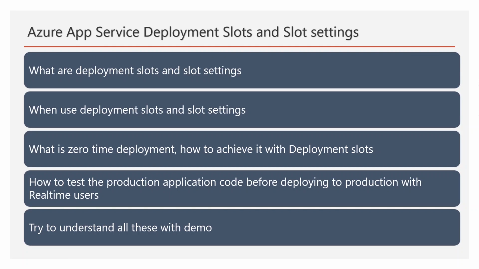As part of this video we will cover the following topics. The first one is, what are deployment slot and slot setting, and when to use them? What is zero-time deployment, and how to achieve it with deployment slot? How to test the production code before deploying to production with real-time users. We'll try to understand all these with demo.